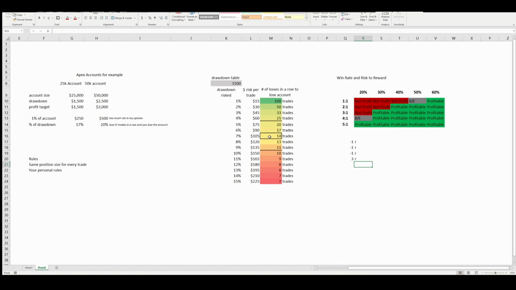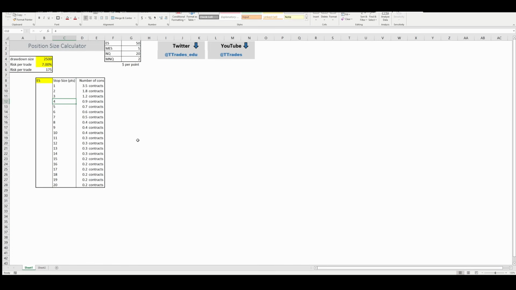So understanding that and how much to risk per trade. So for this, we're going to go for about 7% per trade. I go over to my position size calculator and I put in the drawdown size. So we'll go 1,500 first. At 7%, I'm going to be risking right around $100 per trade.